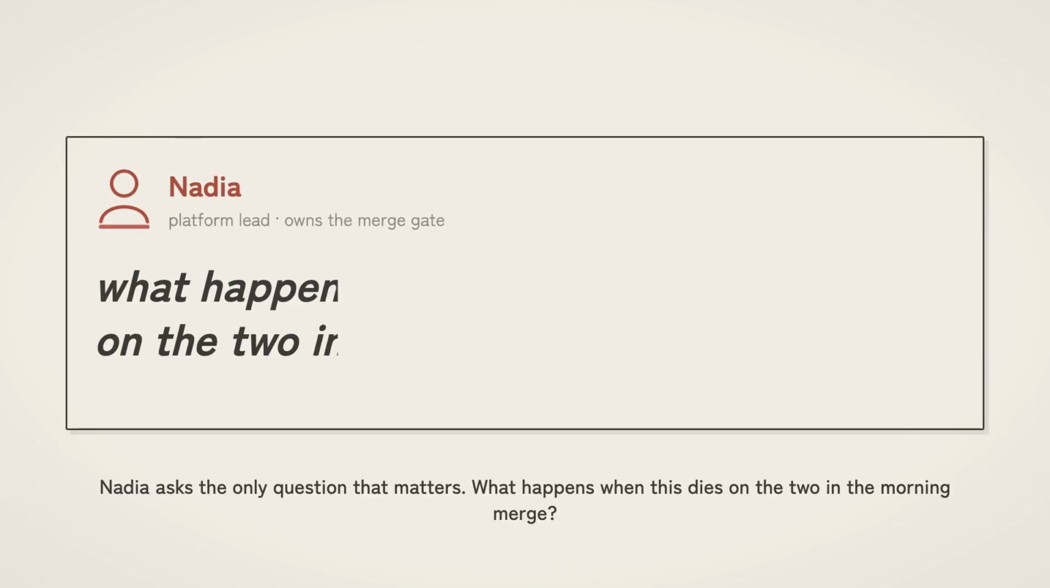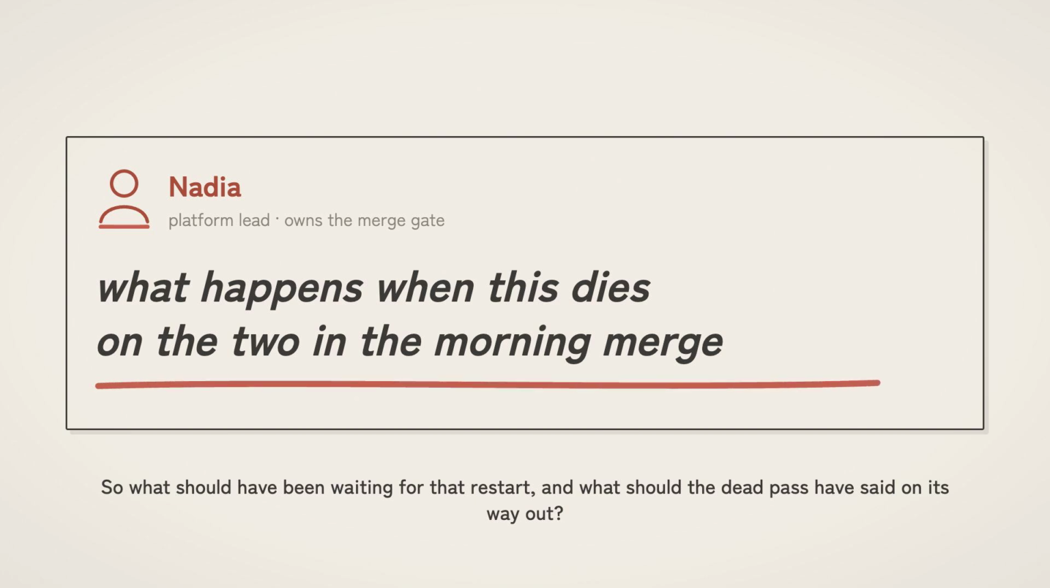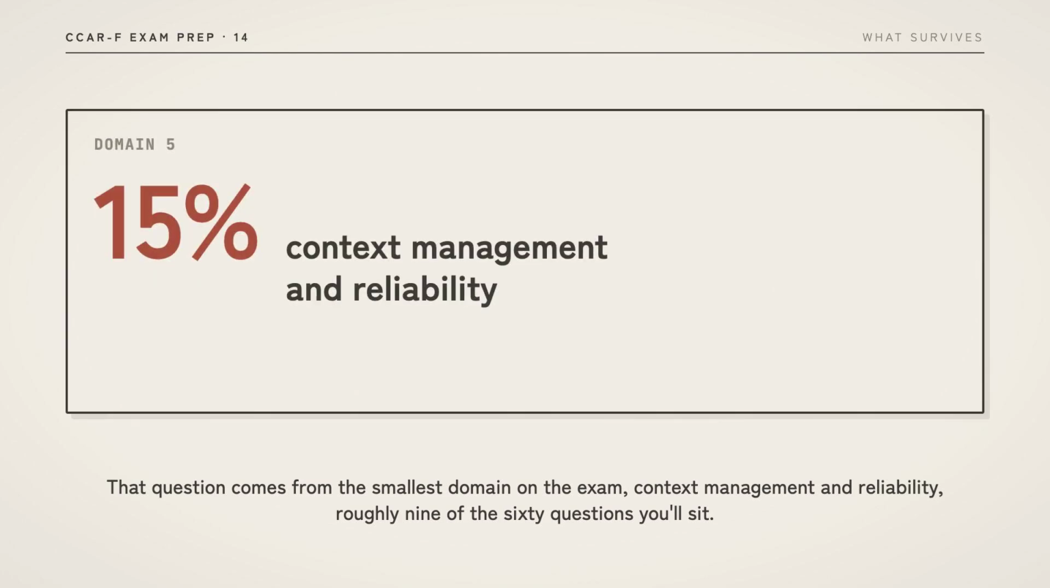Nadia asks the only question that matters. What happens when this dies on the 2 in the morning merge? So what should have been waiting for that restart, and what should the dead pass have said on its way out? That question comes from the smallest domain on the exam, context management and reliability, roughly 9 of the 60 questions you'll sit.